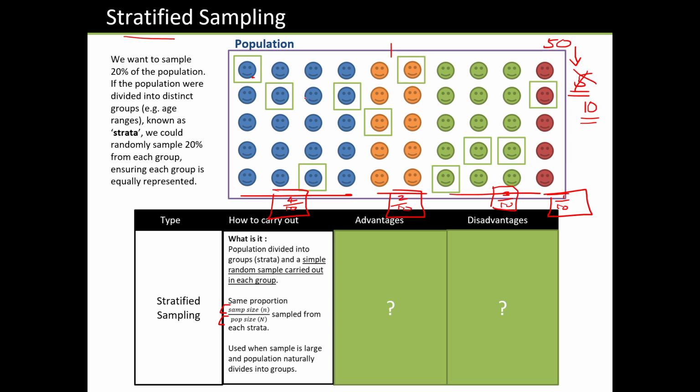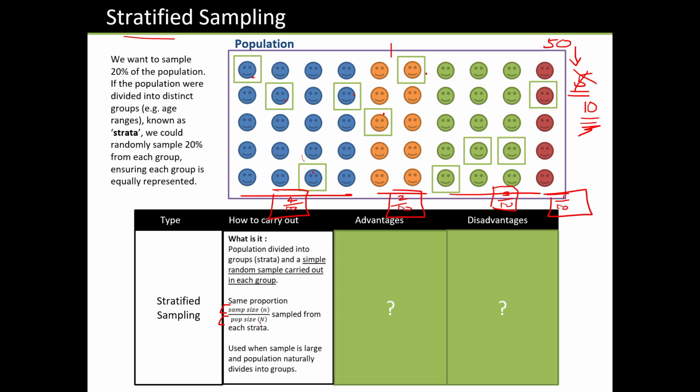4/10 means I want 1, 2, 3, 4. I want 4 people. 2/10 means I want 1, 2, and so on and so on. And this is going to round to give you this 10 here. So I get a bit more input from the blue, less from the red. This is meant to be the strength, is that it's more representative.